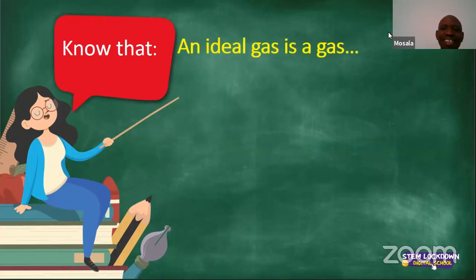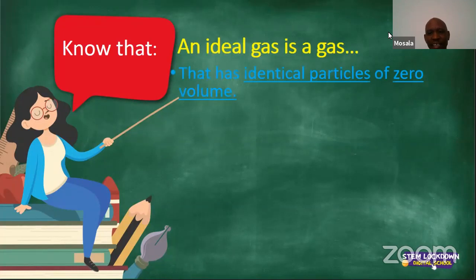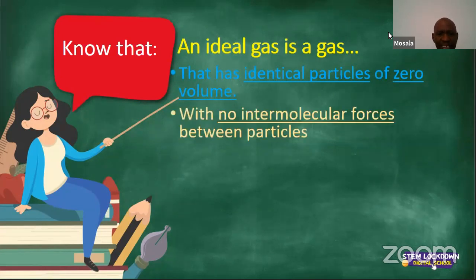An ideal gas is a gas that has identical particles, and these particles occupy no volume. That is, they have 0 volume. And then these particles have no intermolecular forces. There are no intermolecular forces between the particles of an ideal gas.